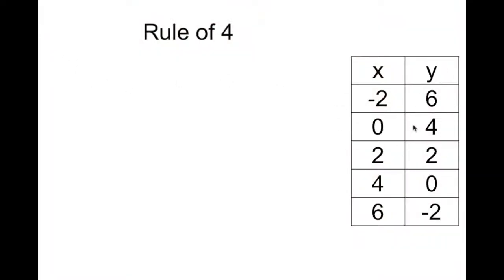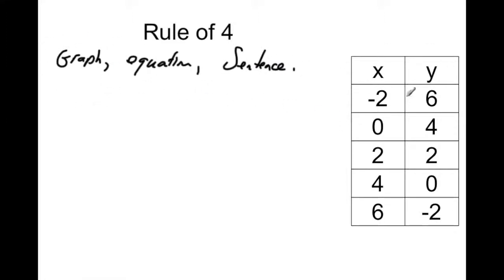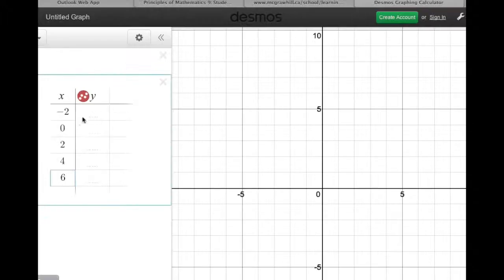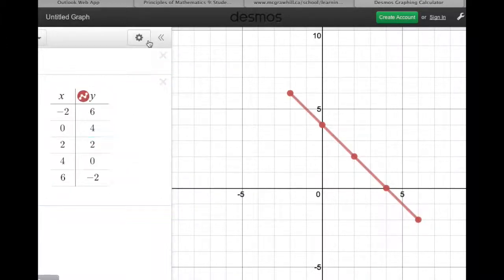To represent this relation using the rule of 4, since we're given a table, we're going to need a graph, an equation, and a sentence. Let's do the graph first. Since we have some points here, all we're going to need to do is plot them. They're using Desmos, they're just going to pop up here. And there's our graph. We could draw a line through the points, and we've got our graph drawn.